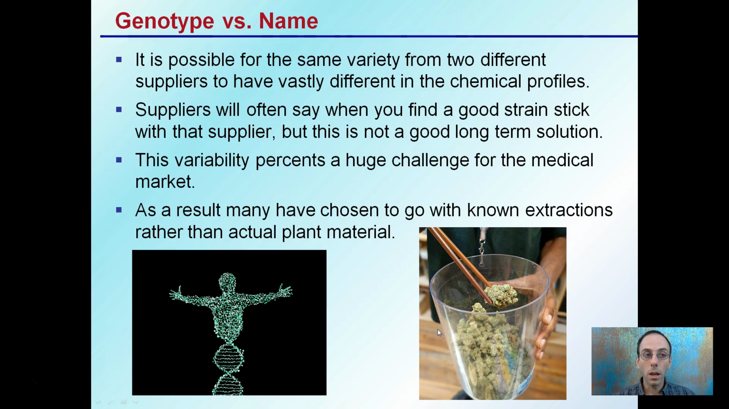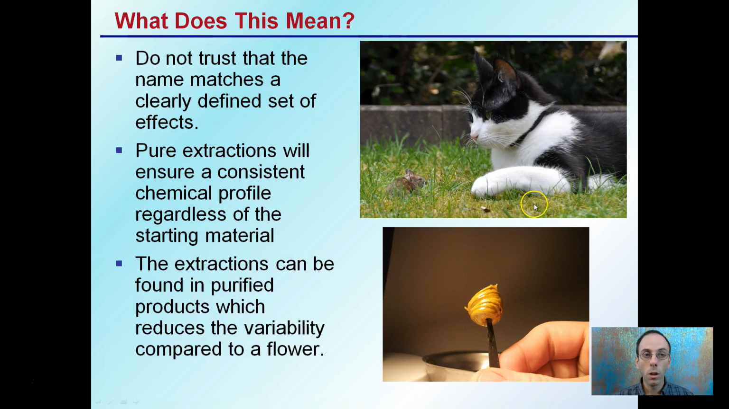So, genotype versus name: it's possible for the same variety from two different suppliers to have vastly different chemical profiles. Suppliers will often say if you find a good strain, stick with that supplier, but this is not a good long-term solution. This variability presents a huge challenge, especially for the medical market, and as a result, many have chosen to go with extractions rather than actual plant material so that they can know exactly what they're getting each and every time.